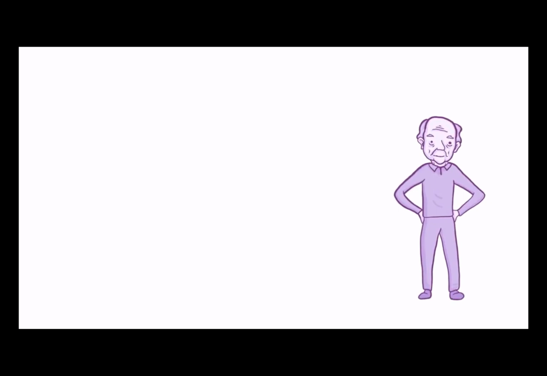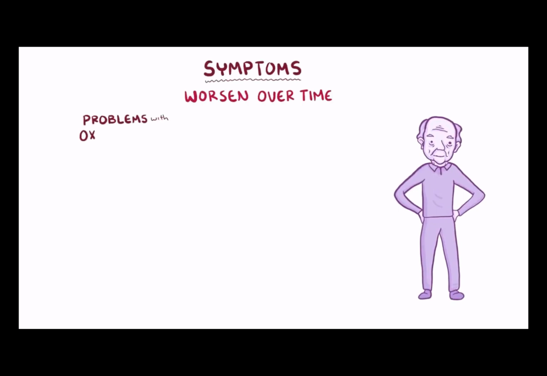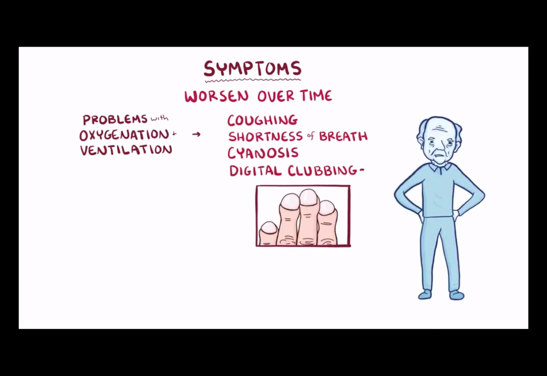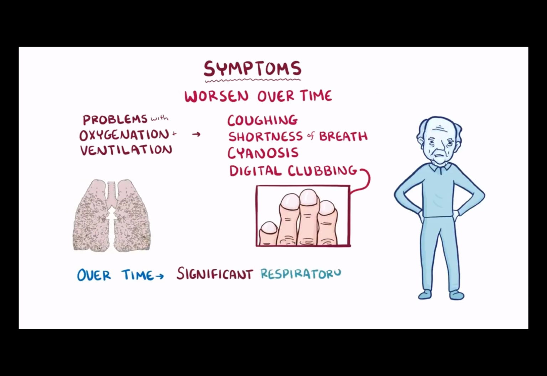Idiopathic pulmonary fibrosis is a progressive process, so the symptoms generally worsen over time. Problems with oxygenation and ventilation can cause coughing and shortness of breath, as well as cyanosis, which is where the skin turns blue, and digital clubbing, or rounding of the nail beds. Over time, it can lead to significant respiratory failure as the lungs lose more and more healthy functional tissue.